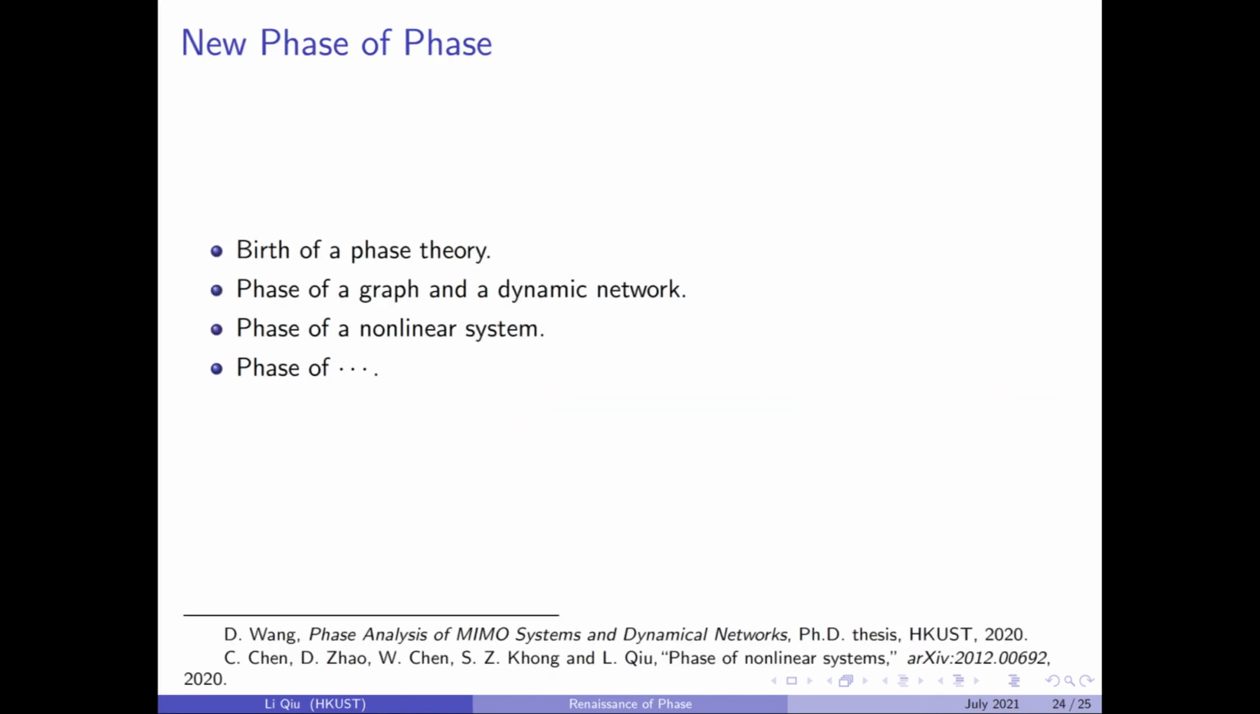So here comes the recap. We see really the birth of a phase theory in this moment. We have looked at the phase of a matrix, or say phases of matrix. We also looked at the phase of LTI MIMO systems. And recently, there are some other studies. So we can talk about the phase of a graph, a network, a dynamic network. We can also look at nonlinear systems. We can define phases. So those are the concurrent, continuing work of this phase theory research.